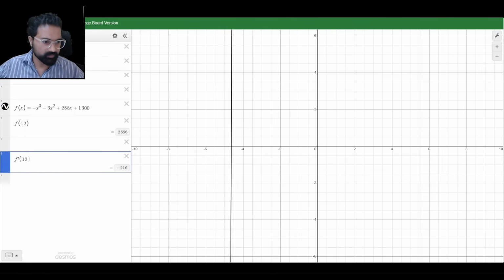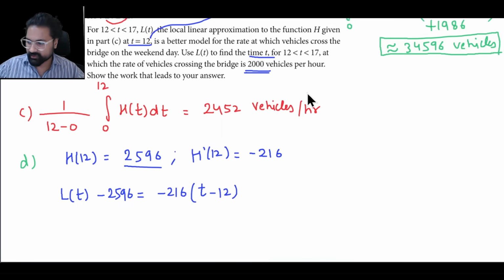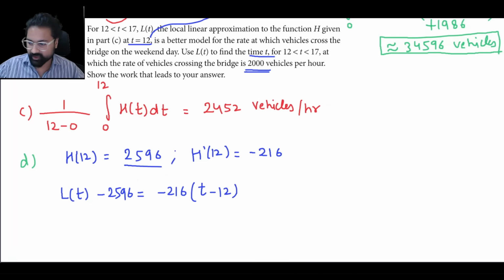Now let me share my board again. Yeah, there you go. So these are the two values that I literally got from Desmos that I have just written over here. I hope there's no confusion so far. And this I'm going to plug in over here. So 2596, and the slope is negative 216, be careful. Okay. So use L of t to find the time at which it becomes 2000. So we are supposed to find the t value, not the L of t.